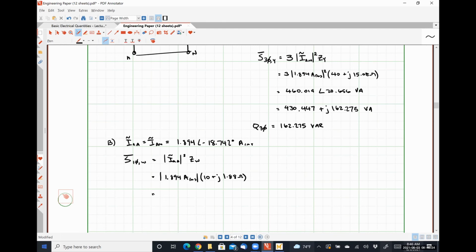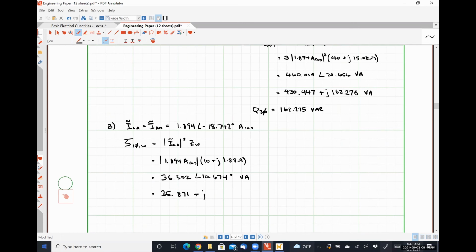109.507 over 3, which is 36.502 with an angle of 10.674 degrees amperes, or 35.871 plus j6.761 amperes. And so the per phase average power is then 35.871 watts.